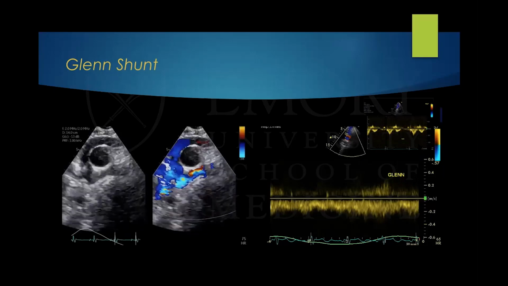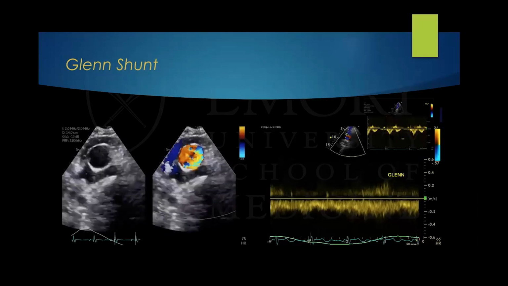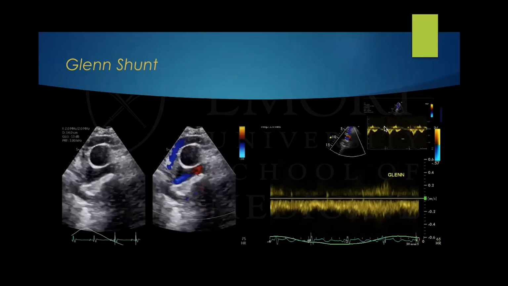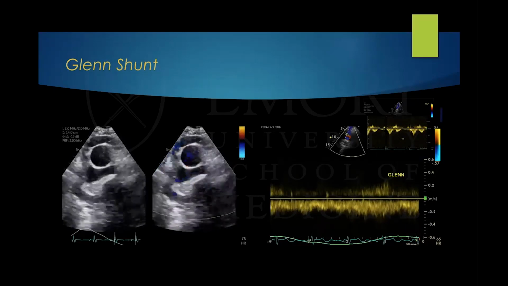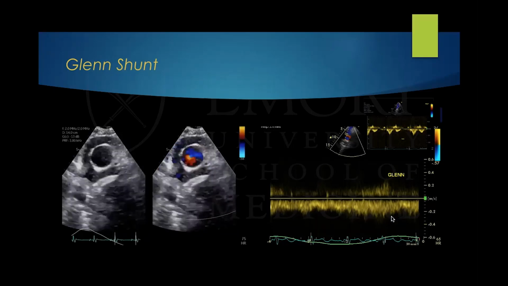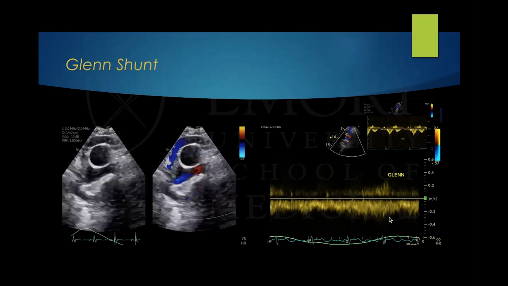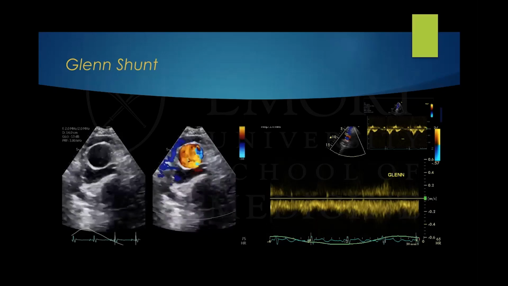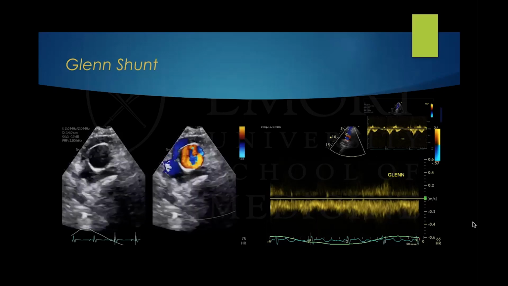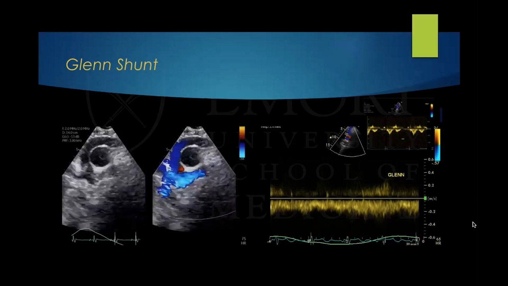This is a normal example of an SVC. So you can see that there is an S and a D wave and an atrial wave back here, but you no longer have that because your SVC is now connected directly to the pulmonary artery and not to your right atrium. So these are the types of flows and functions that we assess with tricuspid atresia.